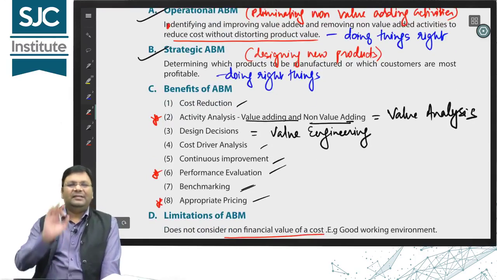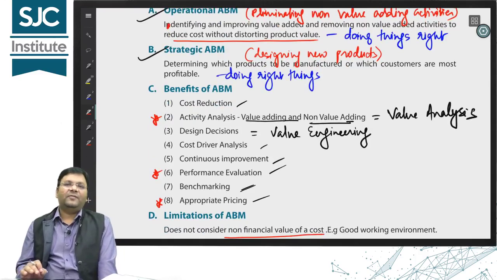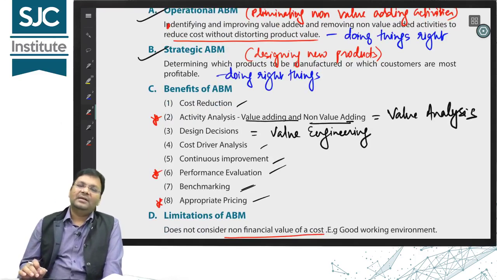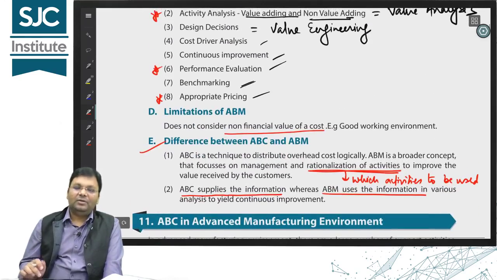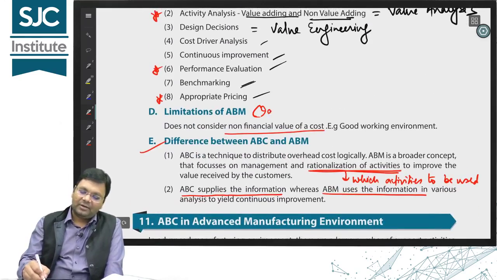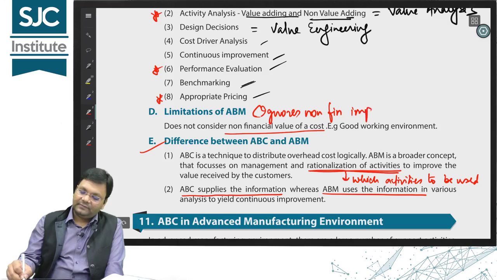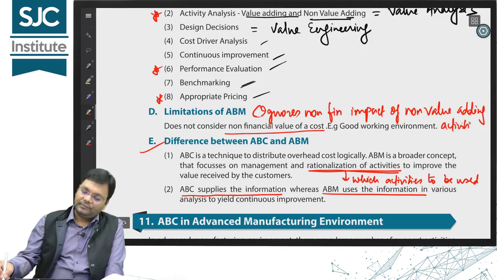Then benefits, 3 key benefits you should always remember: performance evaluation, value analysis, and pricing. Limitation is it ignores non-financial impact of non-value adding activities. Non-value adding activities sometimes can have some other impact which we may ignore.